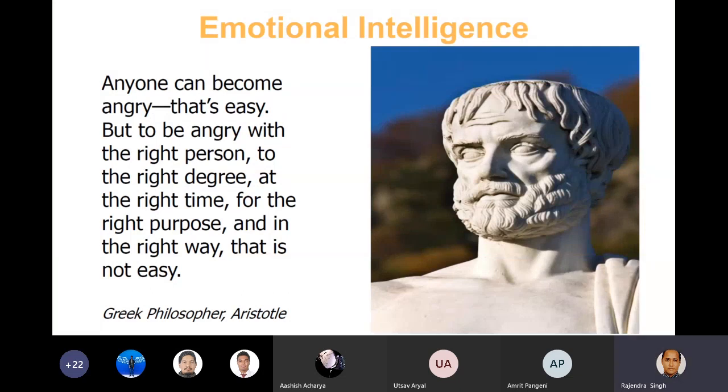So a person who is high in emotional intelligence would be able to do this, rather than just expressing anger, and be able to do this thing as mentioned in this slide, right?